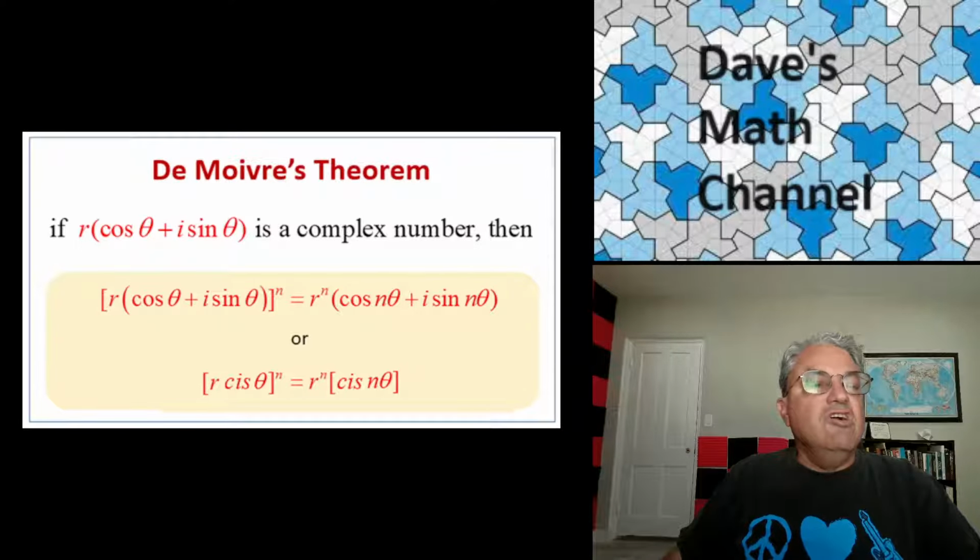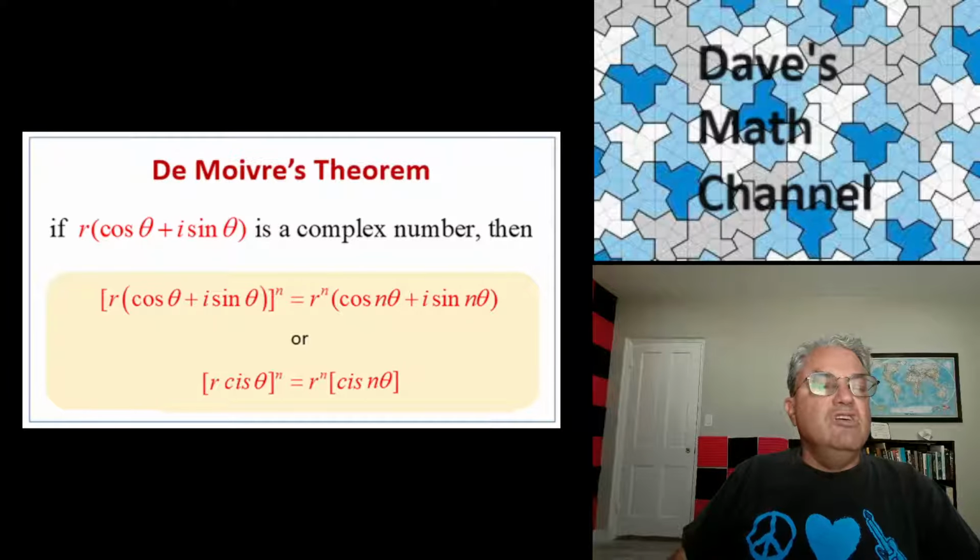So we're given an arbitrary complex number in polar form, r times cosine theta plus i sine theta. Sometimes people write this as r cis theta. It's just a complex number with absolute value r and argument theta. So that's just a polar form of an arbitrary non-zero complex number. If you raise it to a positive integer power n, what do you get?